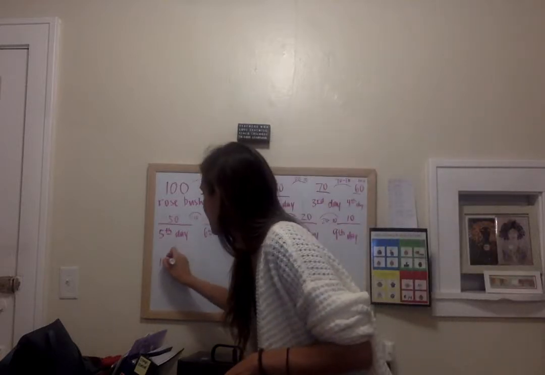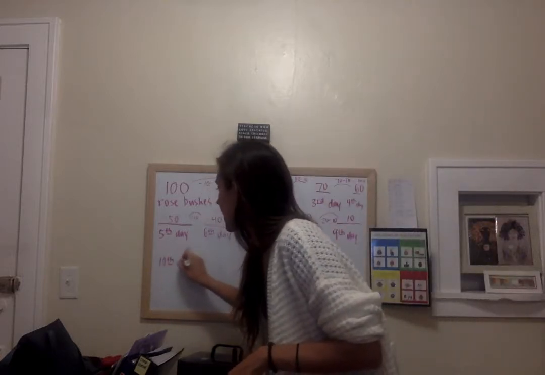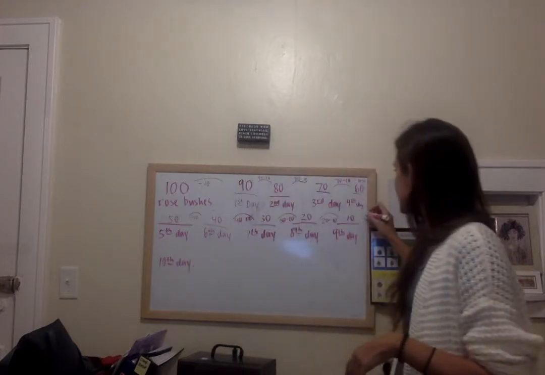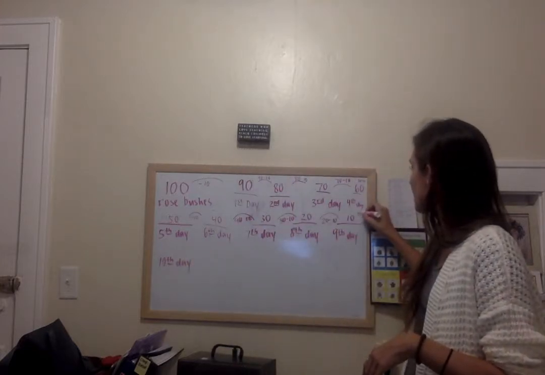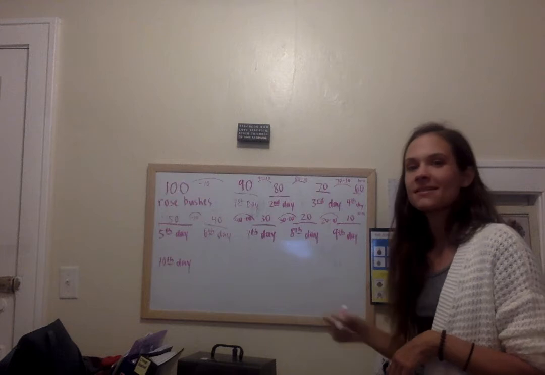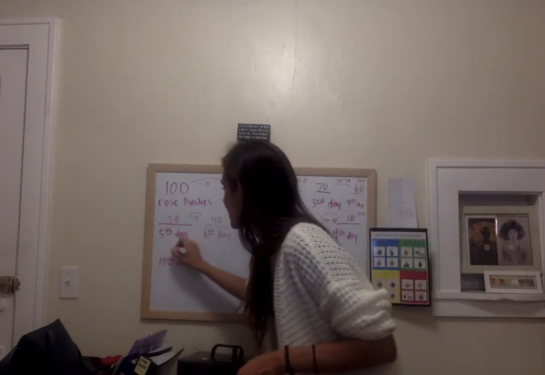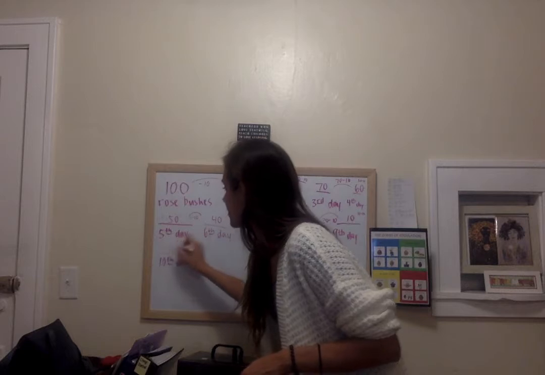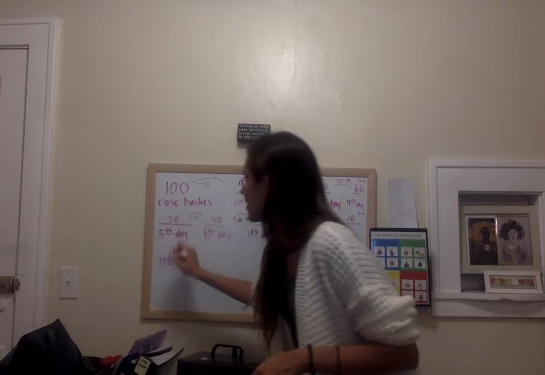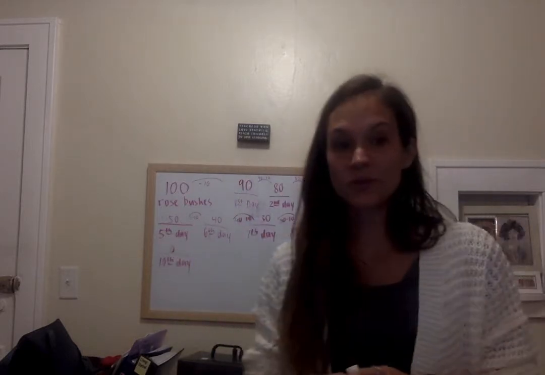And on the 10th day, we would take 10 minus 10. What is 10 minus 10? 10 minus 10 is 0. So on the 10th day, she was done selling her rose bushes. Now give me 1 second.